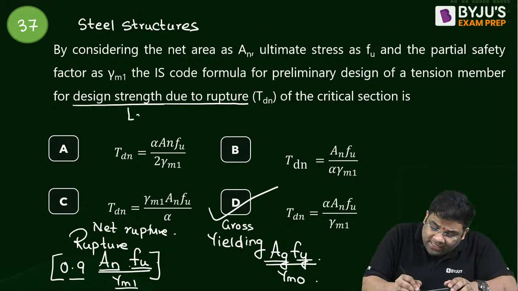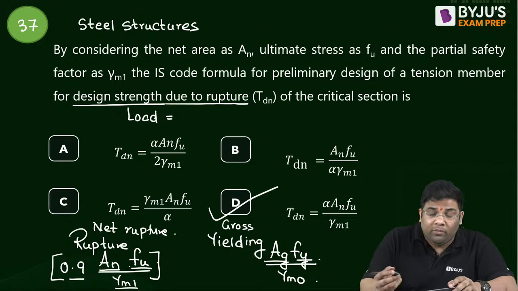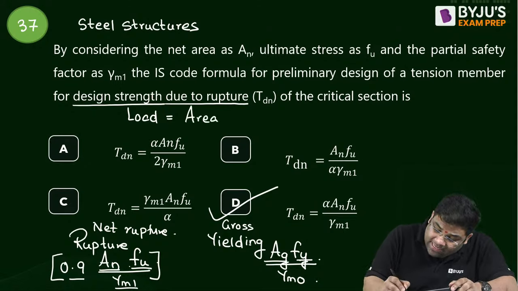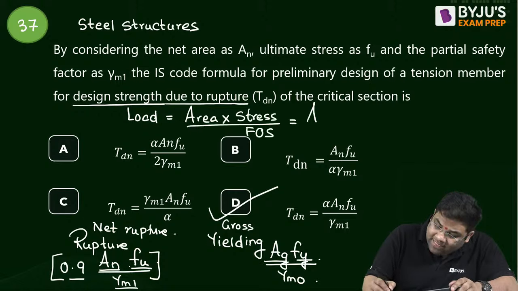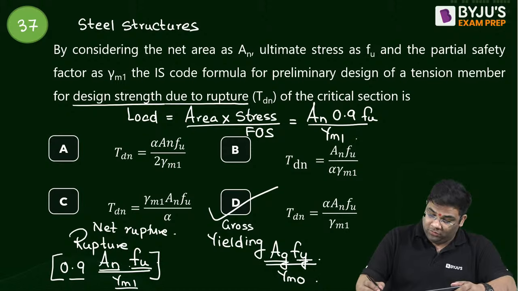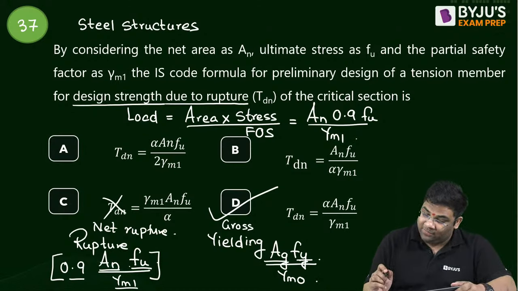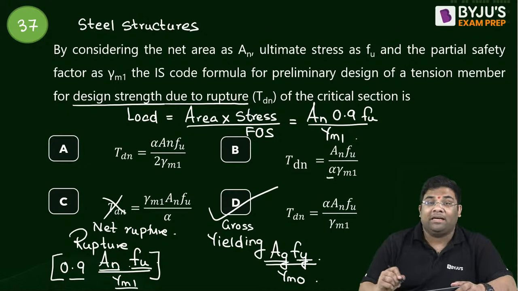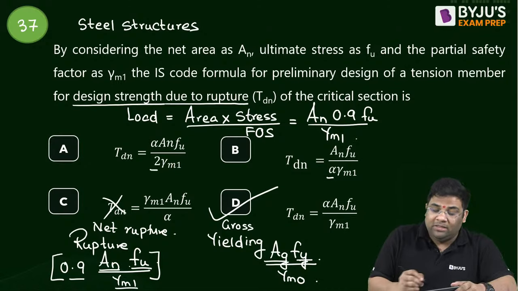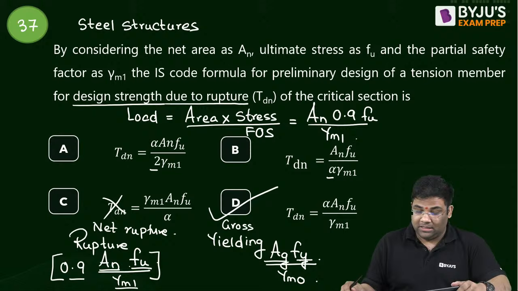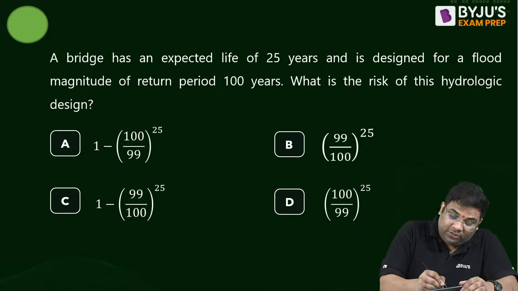So this is a load, right? Now load will be area into the stress by factor of safety, right? So area is AN, stress is 0.9 FU or alpha FU divided by factor of safety. So factor of safety should come below. So this is wrong. By that logic, factor of safety is not coming below. Others are correct, but you see here alpha is a denominator. That is wrong, right? And here 2 is there, that is also wrong. So this is the right answer. Understood?